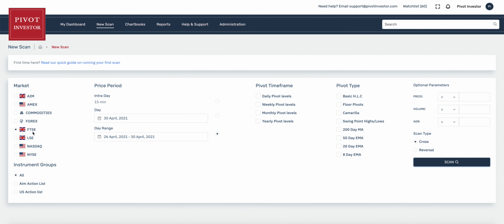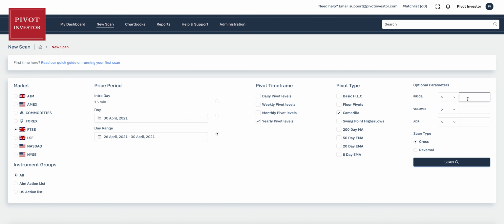So stocks on the FTSE during this past week that have crossed any higher time frame pivot levels. So I'm going to do yearly pivot levels here. I'm going to select the Camarilla pivot levels. There's a collection of support and resistance levels in the Camarilla, and in particular the L3 pivot level tends to be a good level of support.